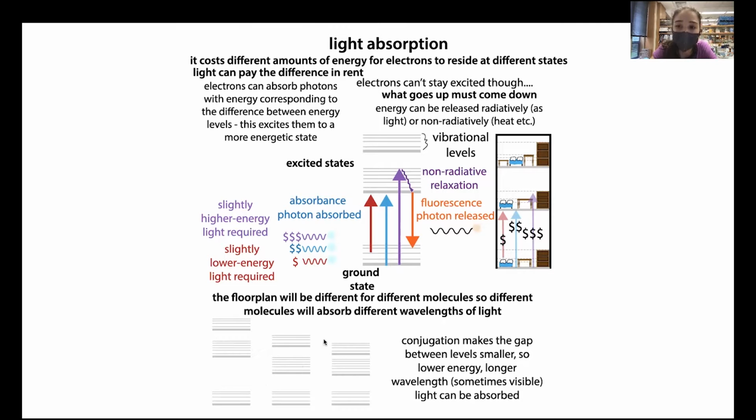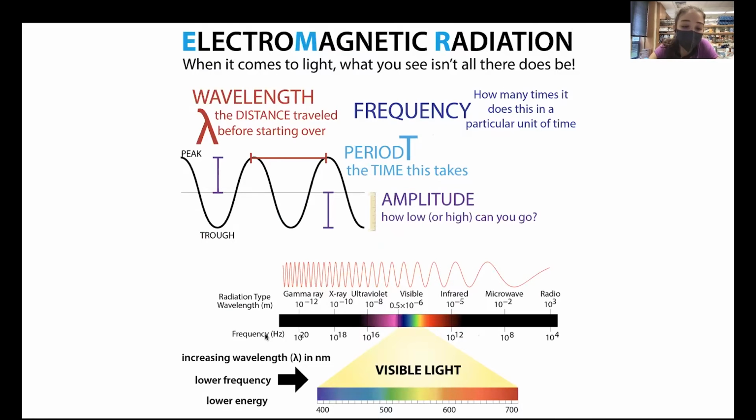And this thing called conjugation, or electron delocalization, is going to help decrease the difference between these levels. So it makes it easier for electrons to absorb energy. This can push the absorbance into the visible light portion, because remember, these require a lower energy than this really energetic stuff. Typically, the transitions need really high amounts of energy. That's going to be really high frequency light, so really short wavelengths.